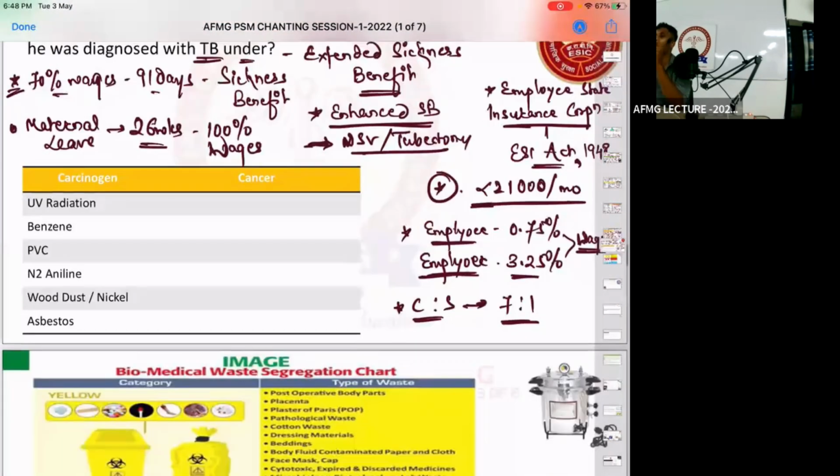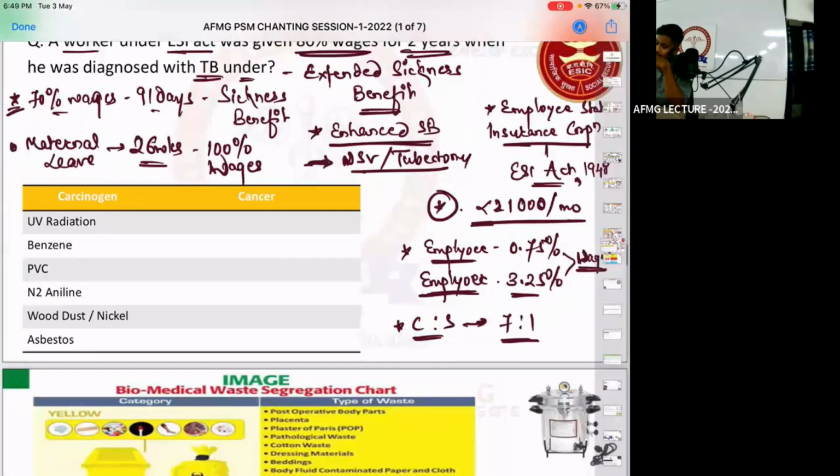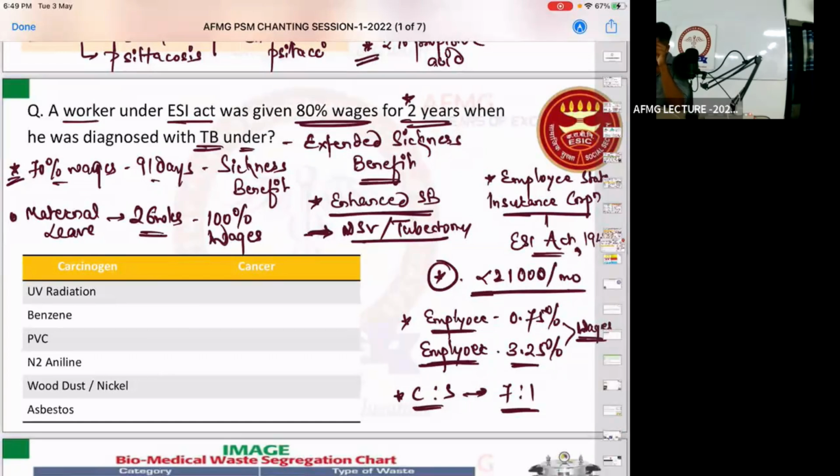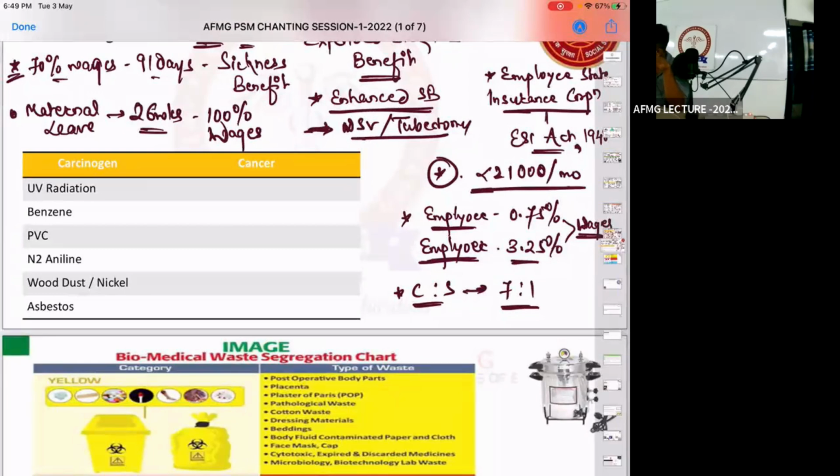Moving further. Quickly say: 3.25% wages from the employer, 0.75% wages from the employee. Center contribution 7, state contribution 1. Enhanced sickness benefit for sterilization. Okay, extended sickness benefit for how many years? On how much percent? 70% wages for 91 days. Maternal leave is for how many weeks? How many percent wages? Enhanced sickness benefit, how many percent wages? Shabash. ESI Act 1948, beneficiary salary less than 21,000 per month. ESI done? Okay?